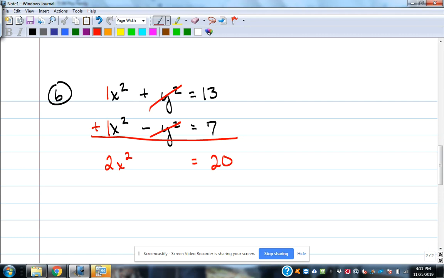Now, what we've done is created an equation that only has x's in it. Same idea as what we did with the substitution. So we see where they're really the same thing.